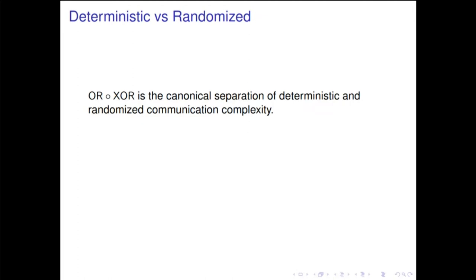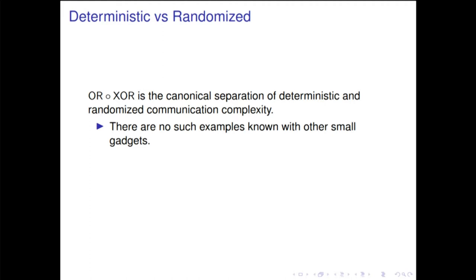So if you lift this with XOR, what you would expect is that the deterministic communication complexity is Omega(n), and the randomized communication complexity is O(1), and that's exactly what happens. And OR of XOR, or technically NOR of XOR, is the equality function, and it separates randomized communication complexity from deterministic communication complexity. And if you have some other composed functions, as far as I know, there's no other function which will show such a separation.